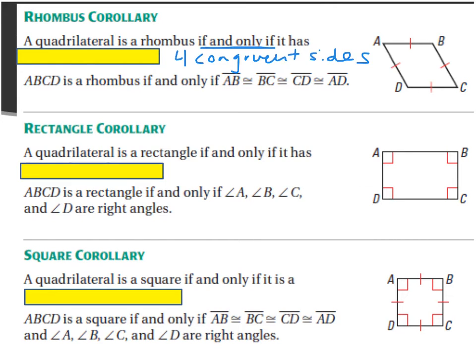Next, we have the rectangle corollary, which states a quadrilateral is a rectangle if and only if it has 4 right angles. So if a quadrilateral has 4 right angles, then it is a rectangle. Just remember, if and only if goes both ways.